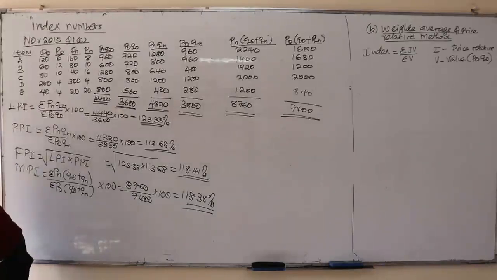An example. Compute the index for the following data using the weighted average price relative method.